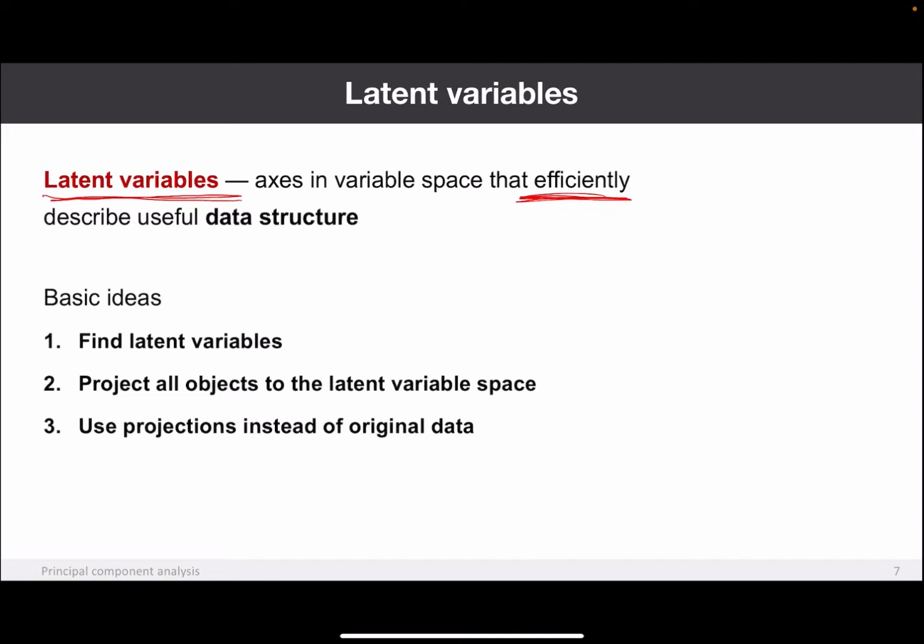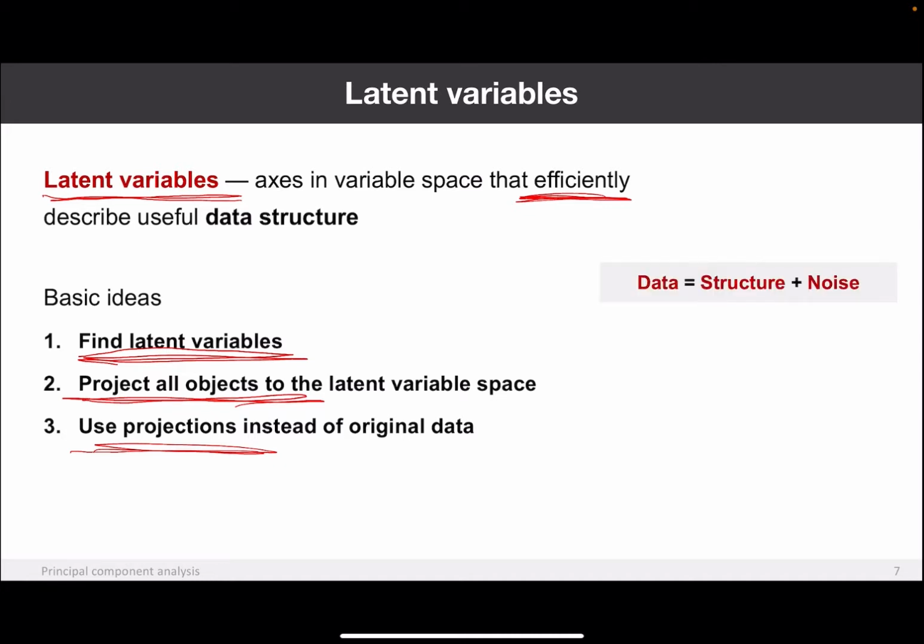Any method that we are going to talk about in this course, starting from now, can be described by three steps. First, you need to find the latent variables that fit the problem you want to solve, then project all objects to the latent variable space, and then use the projections instead of the original data. This is a very simplified version, but still. By doing that, you split your data into structure and noise. Structure is the variation that can be described by latent variables, and noise is everything else. And then data is your original data.